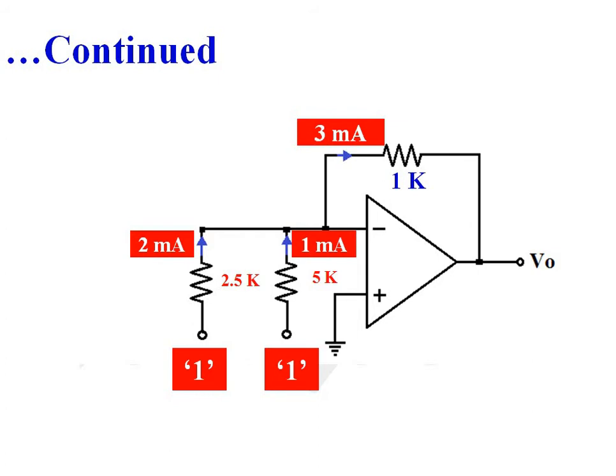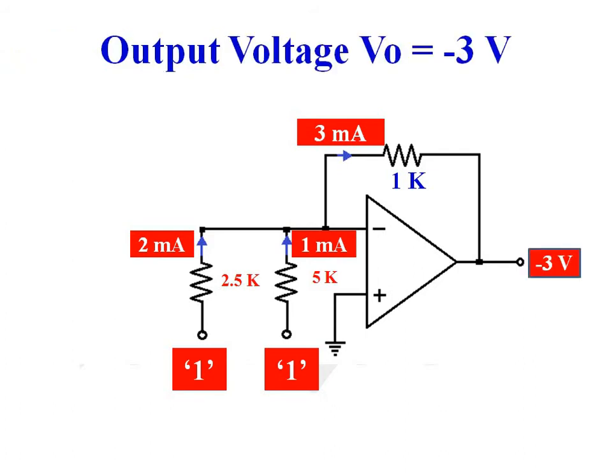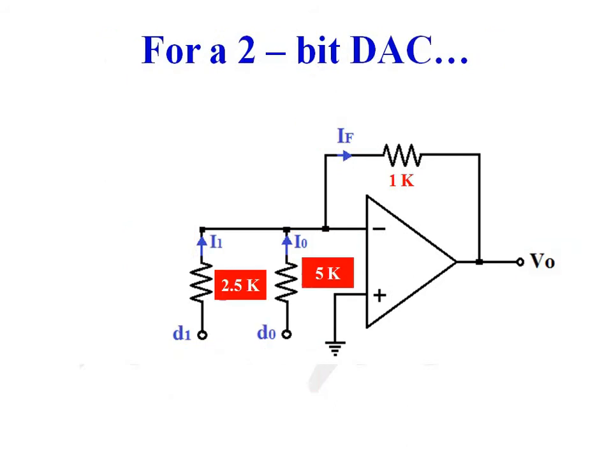So voltage drop across 1 kilo ohms resistance is equal to 3 volt. So output voltage V0 is equal to minus IF into RF. Output voltage V0 is equal to minus 3 volt. So this is the final diagram of a 2-bit digital to analog converter.